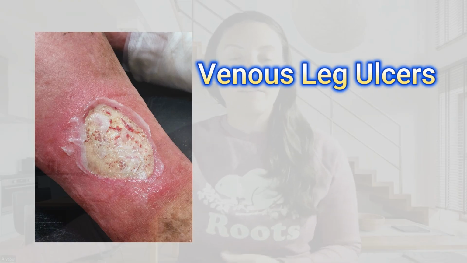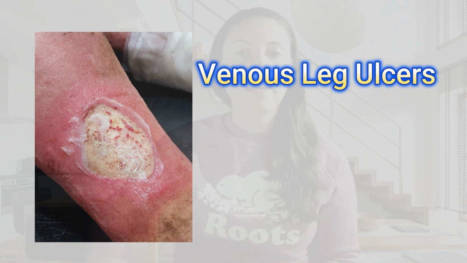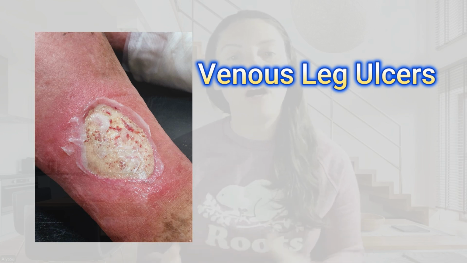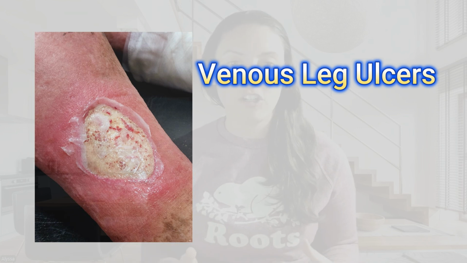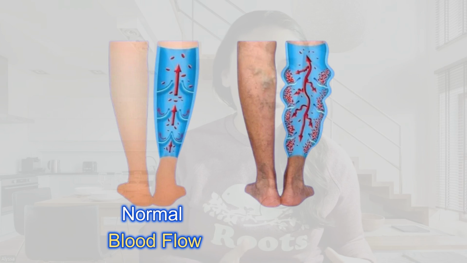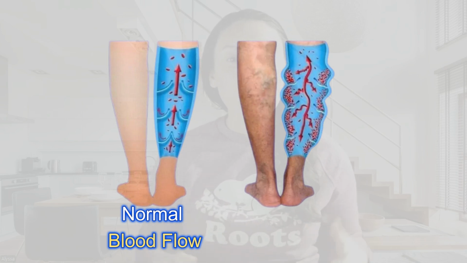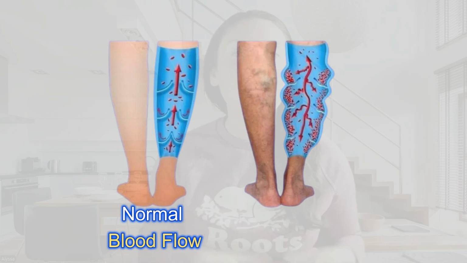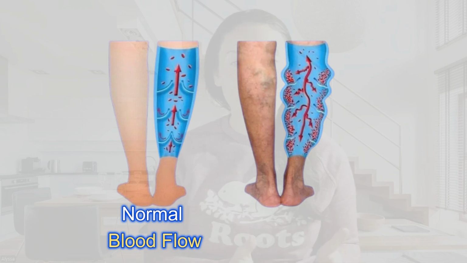So let's start with venous leg ulcers. So these are the most common type of leg ulcers, accounting for about 80% of leg ulcers. They're typically caused by poor circulation in the veins, often due to venous insufficiency. In this condition, the veins have trouble sending blood back to the heart, leading to blood pooling in the lower legs and feet. Damaged or weakened vein valves can cause the blood to flow backwards, causing increased pressure in the veins, a condition known as venous hypertension.